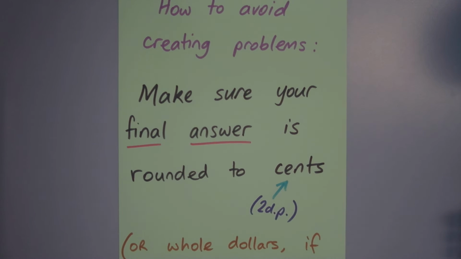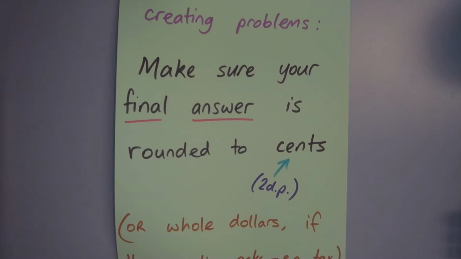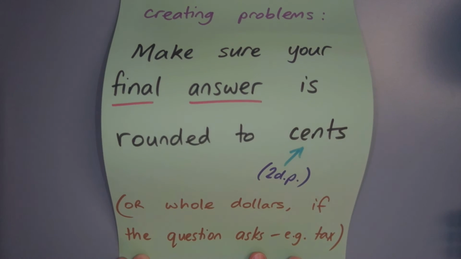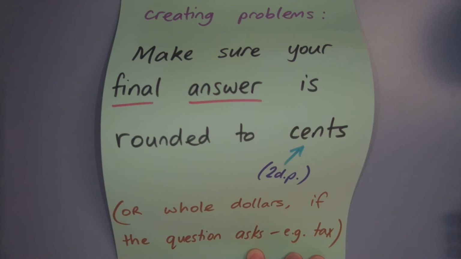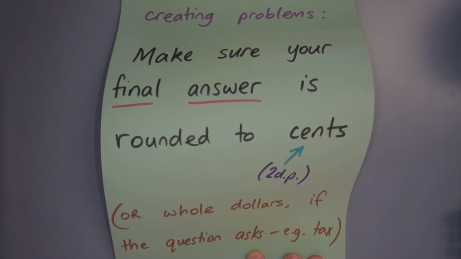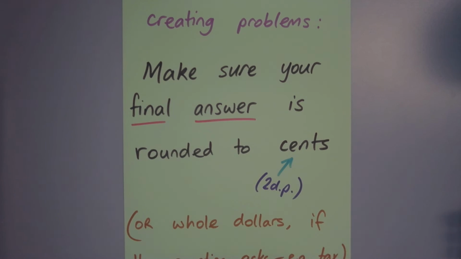So you've probably already guessed what my tip is to avoid creating problems with this. You need to make sure your final answer is rounded to cents, which means 2 decimal places in the end. Now, I've got an extra note here that sometimes with some tax questions, it'll ask for whole dollars, like taxable income needs to be in whole dollars. But that's a bit of a special case. So realistically though, you've got 2 options. You round it off to the nearest whole dollar, or you round it off to the nearest cent.